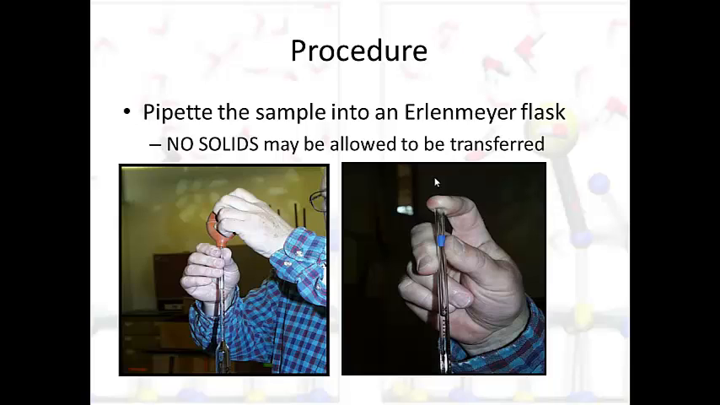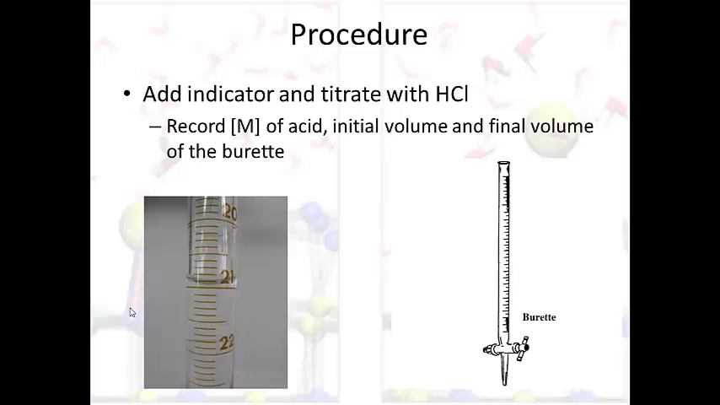So our procedure. You'll be pipetting solutions of saturated hydroxides into an Erlenmeyer flask. It's really important that you do not get any solids into your Erlenmeyer flask because those solids will dissolve as the acid is added and it will give you an error for the amount of hydroxide that was actually dissolved. Once you have your sample in your Erlenmeyer flask, there's a few samples that you do have to add water to as well. You want to use purified water.